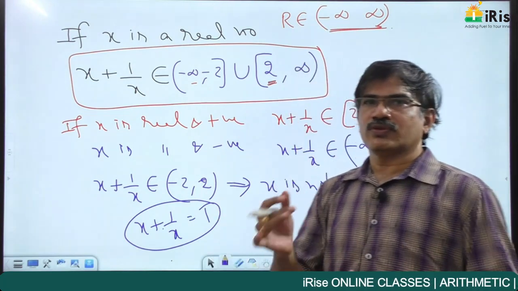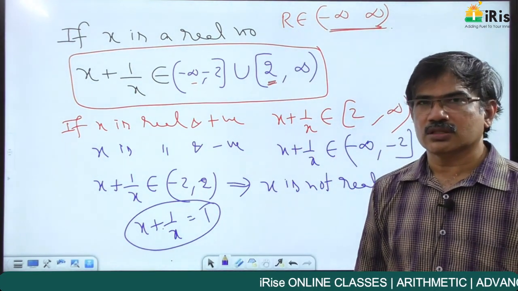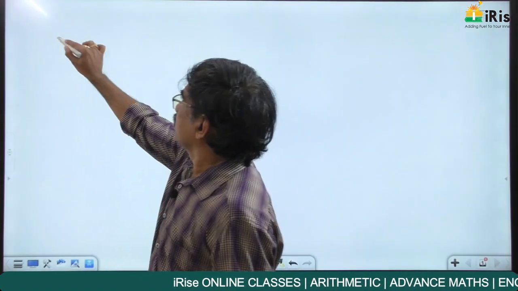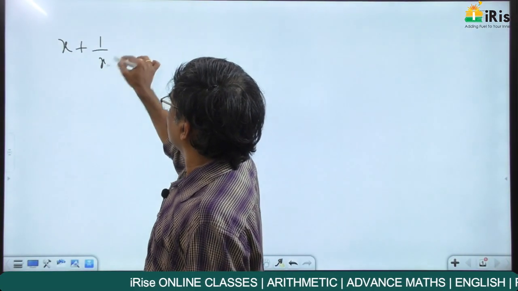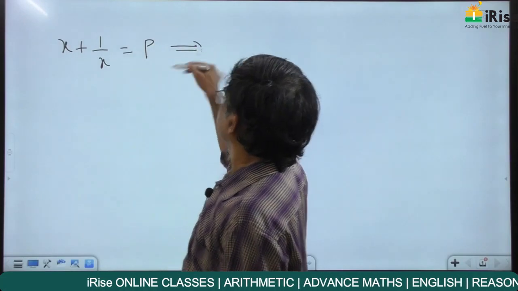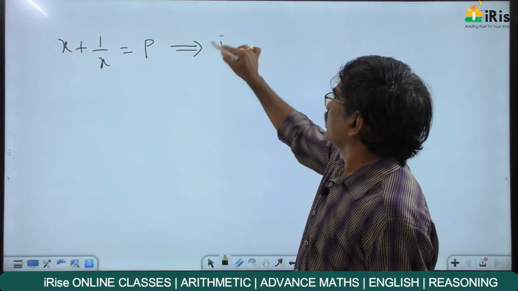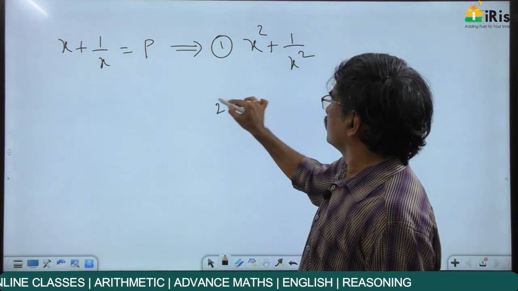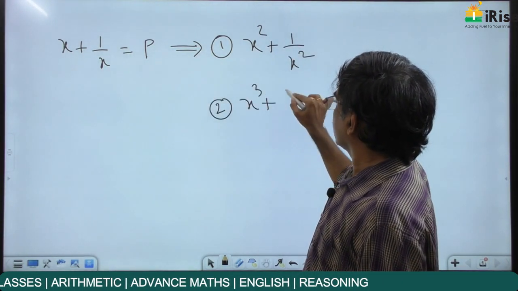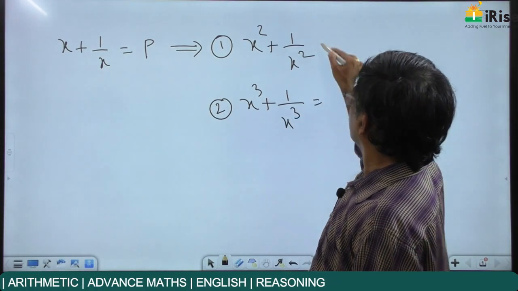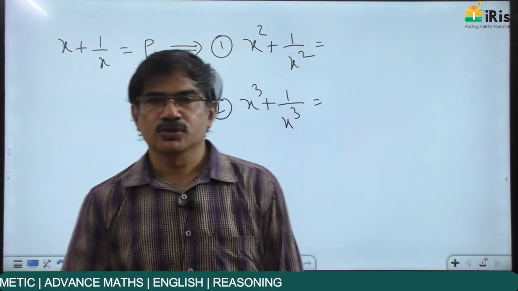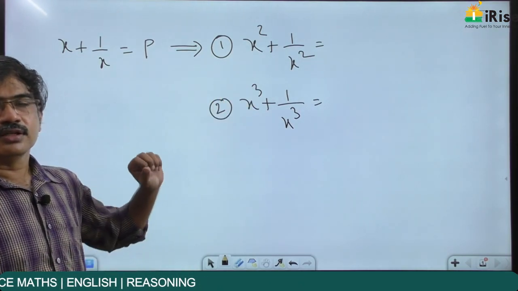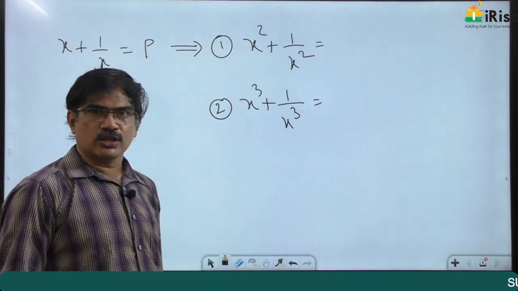Just know the concept, and I want to give some simple formulae based on this, and using those formulae we can solve the questions related to algebraic identities. Next, if x plus 1 by x is equal to p, what is x square plus 1 by x square? What is x cube plus 1 by x cube? We use these formulae a number of times in solving the questions.